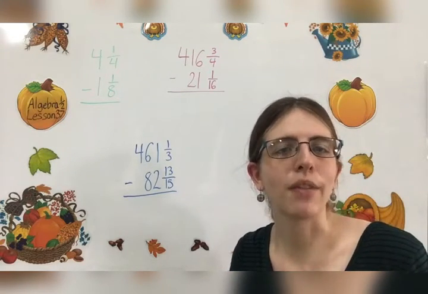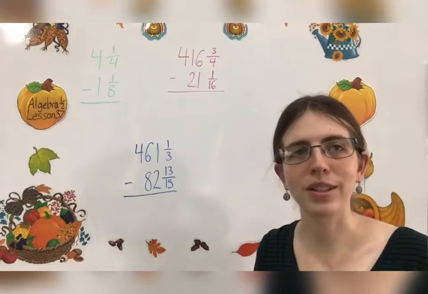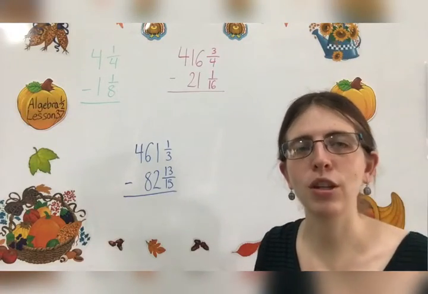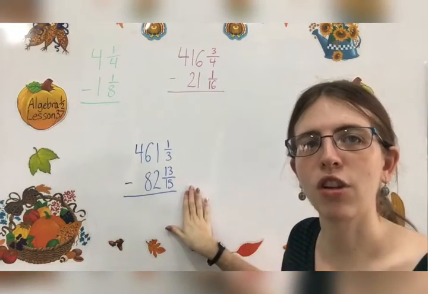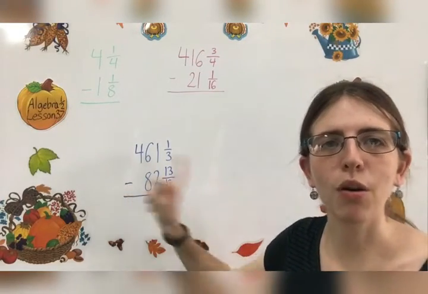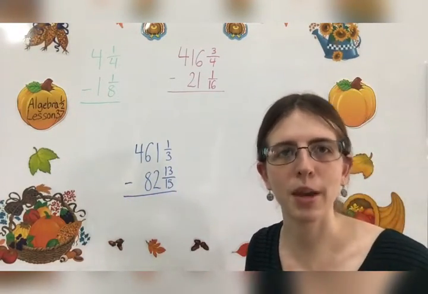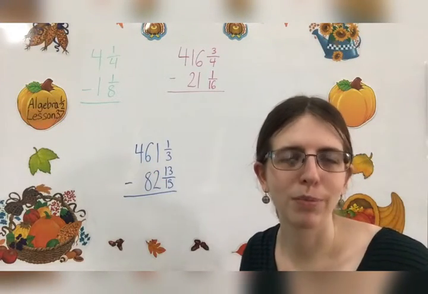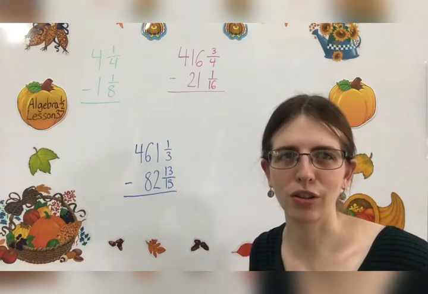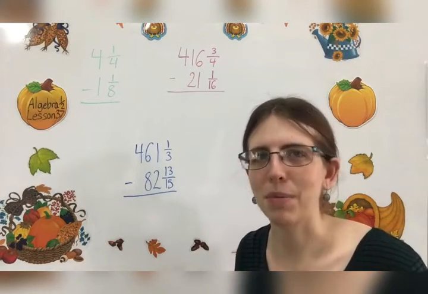The reason that you have to do your fraction first and your whole numbers second is that sometimes your fraction that's on top is going to be smaller than your fraction on the bottom. So you have to borrow from your whole number in order to make it work. And if you've already subtracted, that's going to be a problem. So you have to do your fraction first. Okay, so walk through it with me.